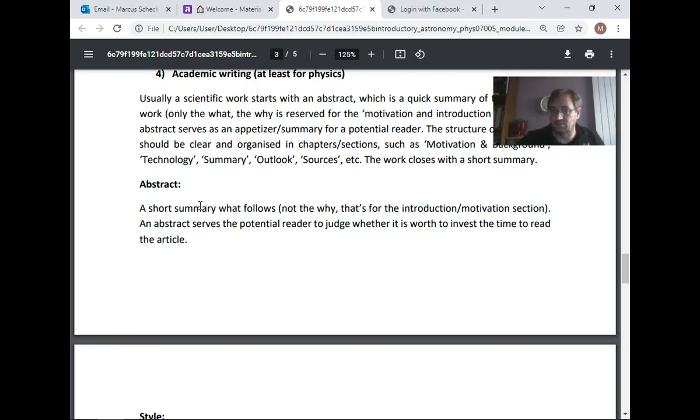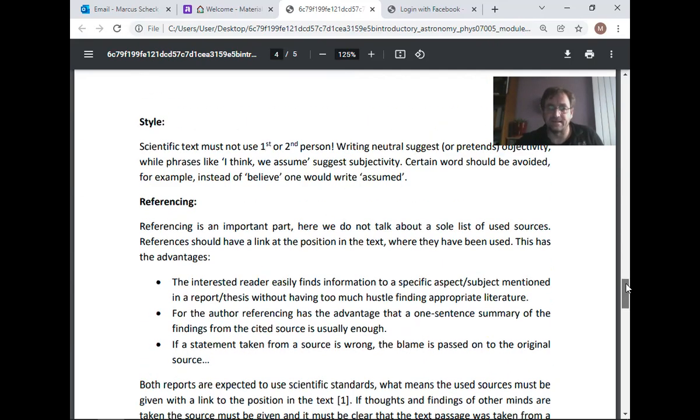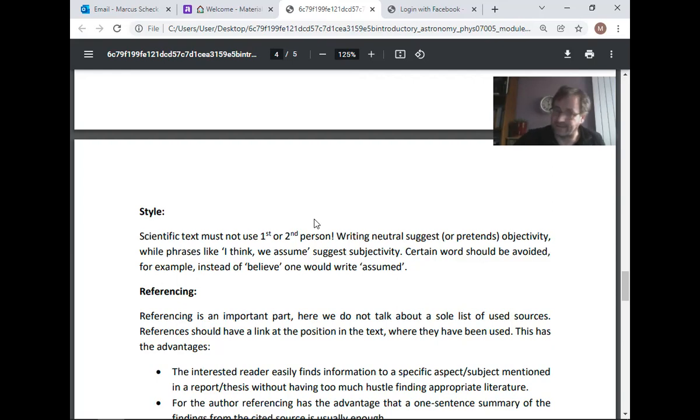And then I start reading, and sometimes I start skipping over, and sometimes I just make a paper ball and throw it over my shoulder. So such things. Then the style: no use of first or second person. Neutral language, such as objectivity. Of course, that is a dream, but we can at least pretend.